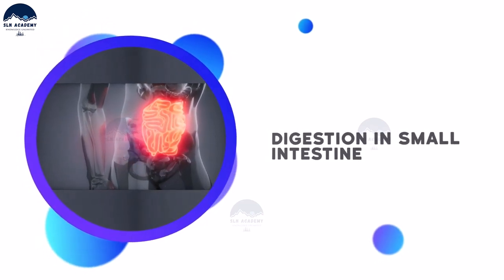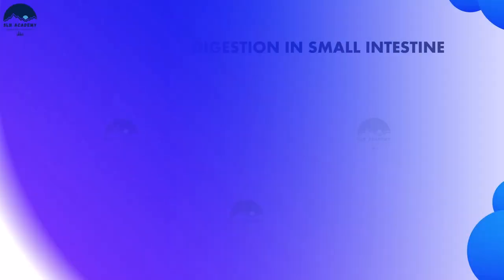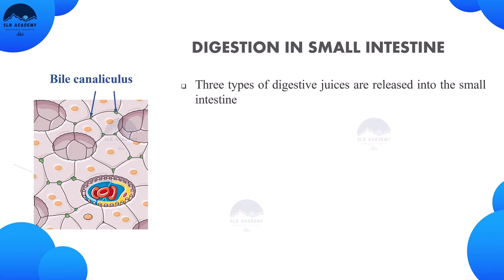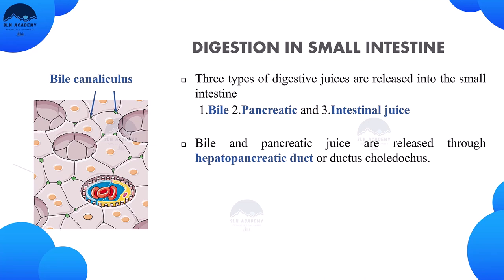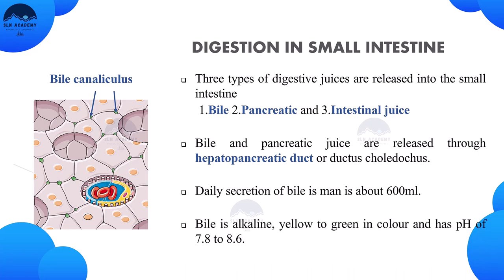Digestion in small intestine. Three types of digestive juices are released into small intestine. They are bile juice, pancreatic juice, and intestinal juice. Bile and pancreatic juice are released through hepatopancreatic duct. Daily secretion of bile in man is about 600 ml. Bile is alkaline. It is yellow to green in color and has pH of 7.8 to 8.6.